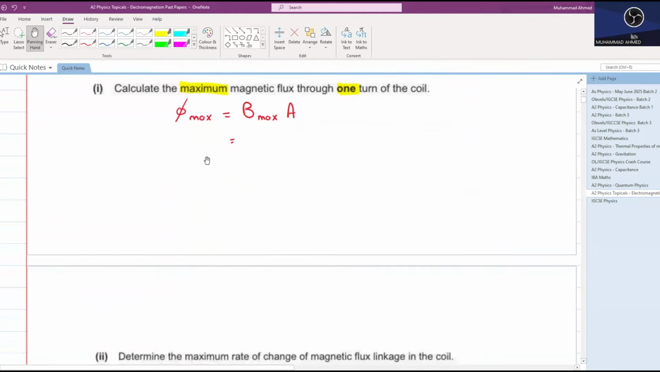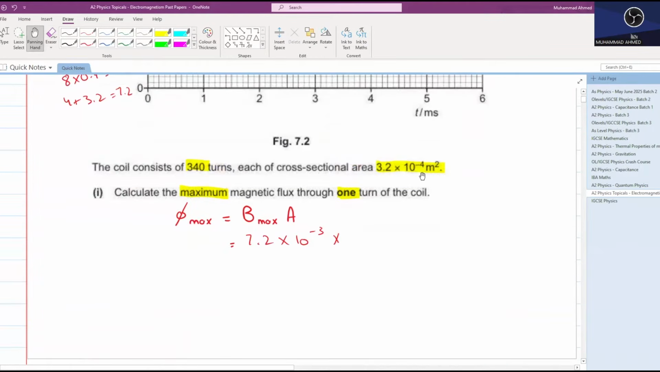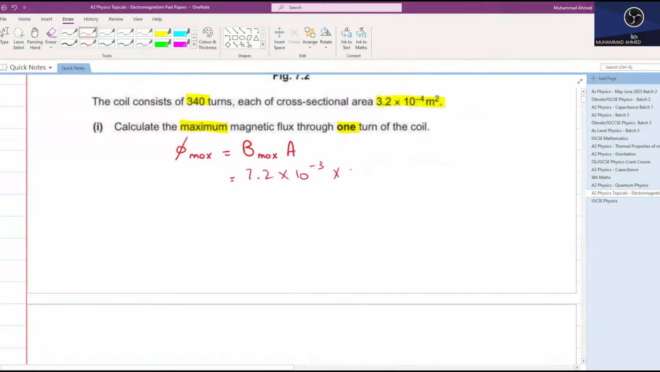So let's write it here. 7.2 into 10 raised to the power of minus 3. And what is your area? What was your area? 3.2 into 10 raised to the power of minus 4. You can calculate the answer using a calculator. Let's do it. 7.2 into 10 raised to the power of minus 3 multiplied by 3.2 into 10 raised to the power of minus 4. This comes out to be 2.3 into 10 raised to the power of minus 6 Webers.